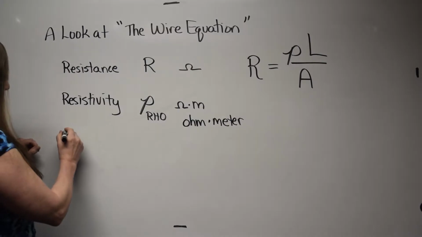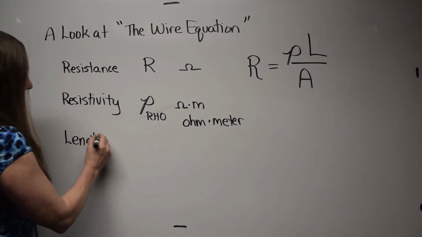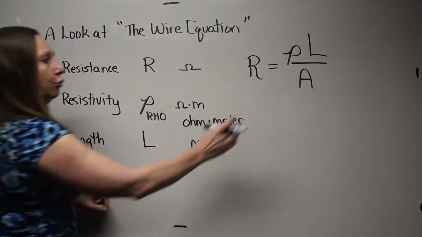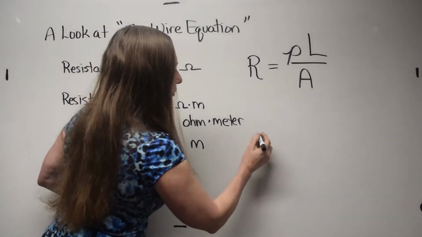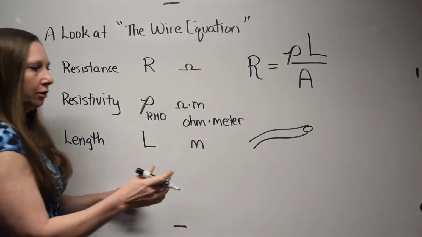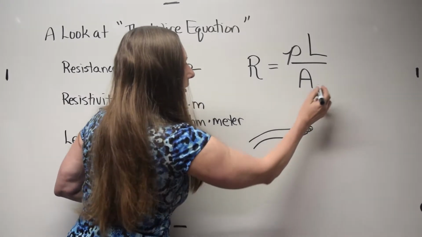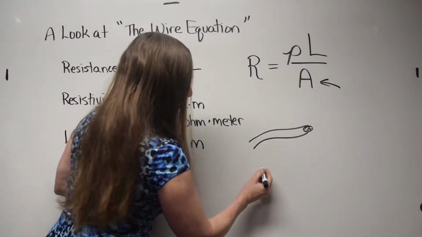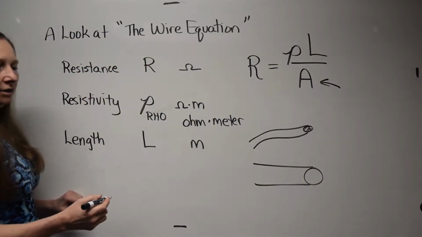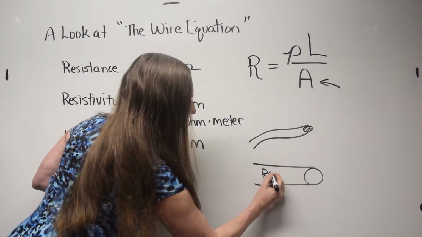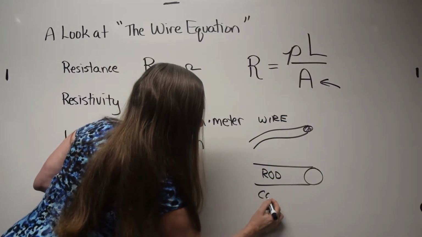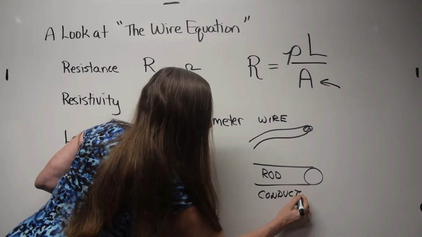Length, nice and simple. The symbol is L, the unit would be meter. And cross-sectional area. When you look at a piece of wire, the end is a little circle. The area of that circle is what we're talking about here. If it's a rod, the rod has a circle at the end, just the same. Rod, R-O-D. This is a wire. This is a rod, and often the rod is called a conductor.